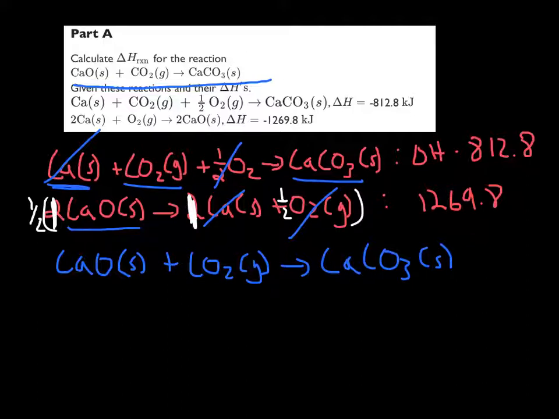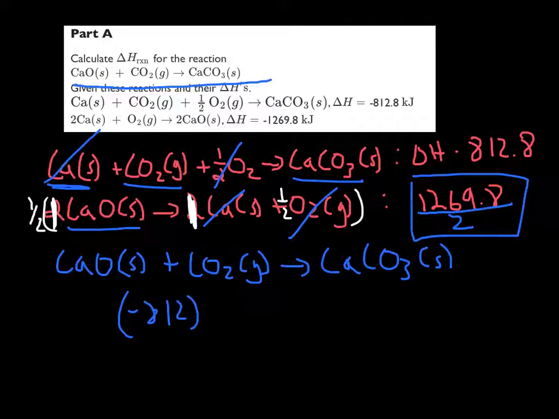Now finally, we just add up everything. Oh, I made a mistake. I hope some of you guys caught that. I forgot to divide the value of the delta H by 2. So now we add up everything. We add the delta H for the first one, minus 812, plus the delta H of 1269 divided by 2. And I got a value of negative 177.9.